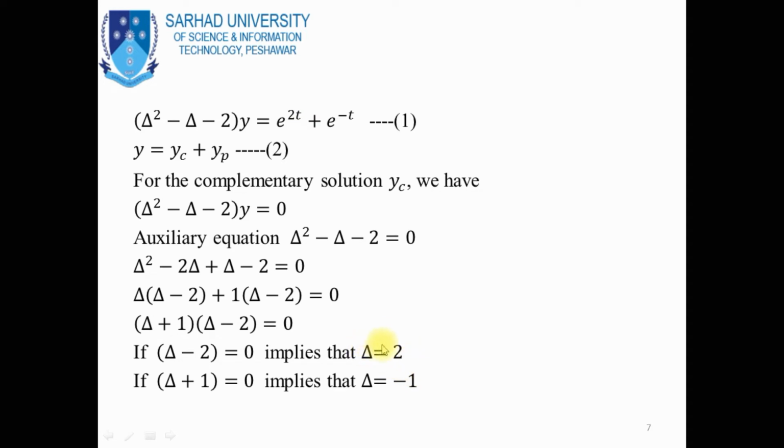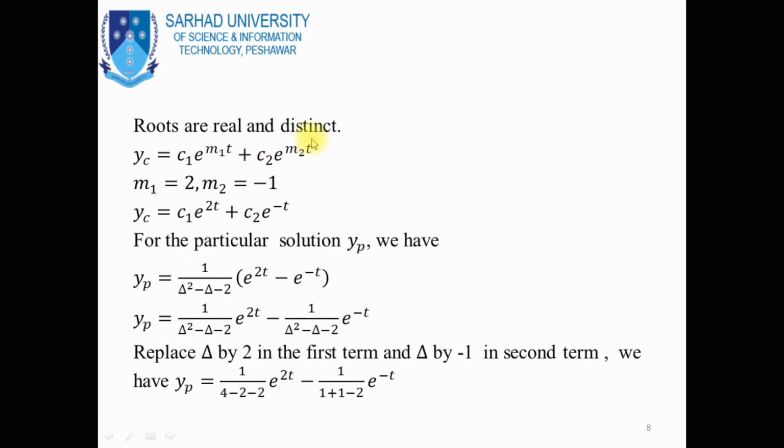Now this delta represents m. In the previous video lecture, we wrote the auxiliary equation m square minus m minus 2. Now this is actually the auxiliary equation delta square minus delta minus 2 is equal to 0. So we obtain the two real and unequal roots, delta is equal to 2 and delta is equal to minus 1. So the roots are real and distinct. When the roots are real and distinct, then the complementary solution is equal to c1 e power m1t plus c2 e power m2t. So m1 is equal to 2 and m2 is equal to minus 1. So the complementary solution is equal to c1 e power 2t plus c2 e power minus t.